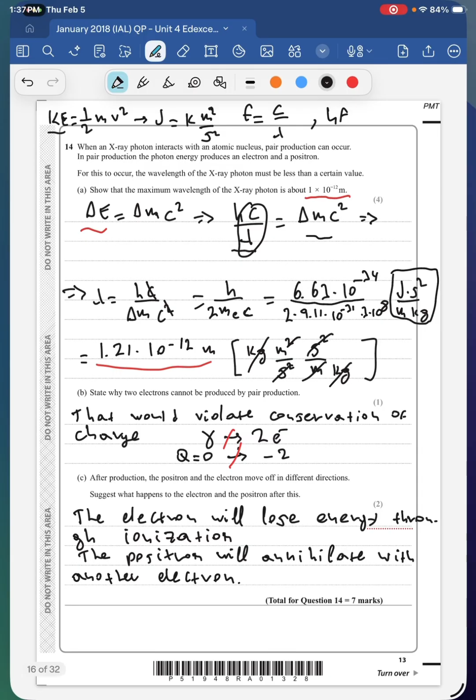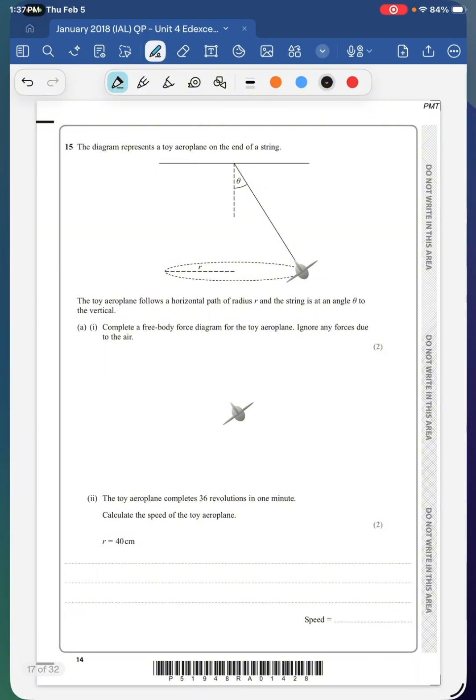And that's the answer. Now, let's move on to question 15. The diagram represents a toy aeroplane on the end of a string. The toy aeroplane follows a horizontal path of radius r, and the string is at an angle theta to the vertical. Complete a free body force diagram for the toy aeroplane. Ignore any forces due to the air.